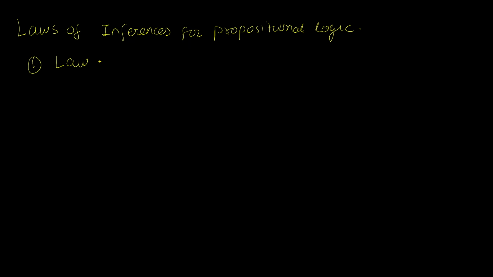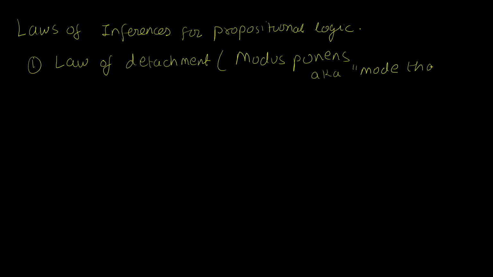The first law that we're going to look at is called the law of detachment, or modus ponens. The origin of the word modus ponens relates to the phrase "mode that affirms," and mode that affirms means that it enables a proposition to be true. Let me demonstrate with an example.